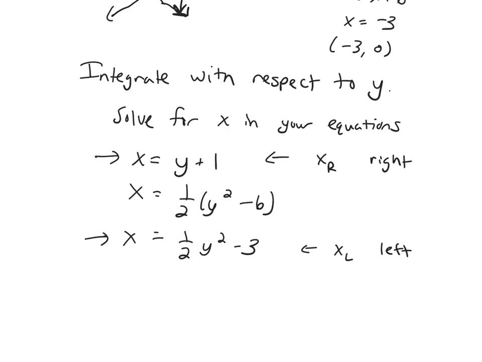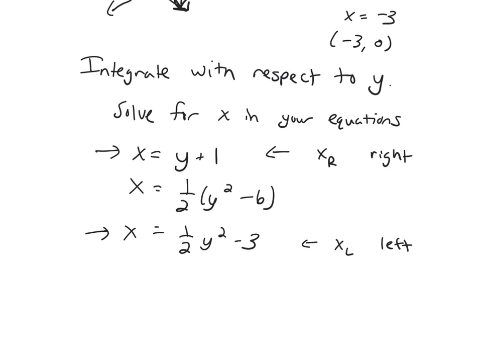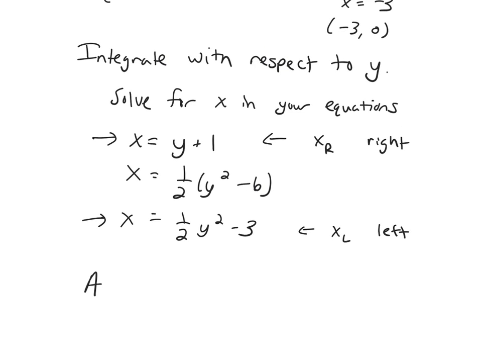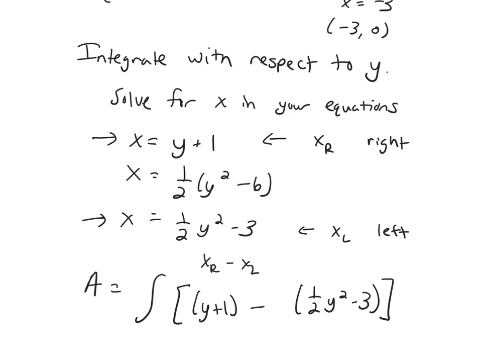And so your integral works very similar. It's going to be A equals, and now you're going to have these numbers in terms of y. It's going to be XR minus XL. Just like top minus bottom, now it's right minus left. Okay, so I said my right one is y plus 1, minus my left one, 1/2 y squared minus 3.